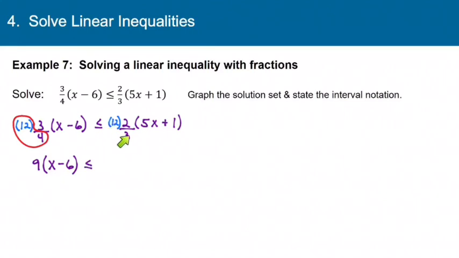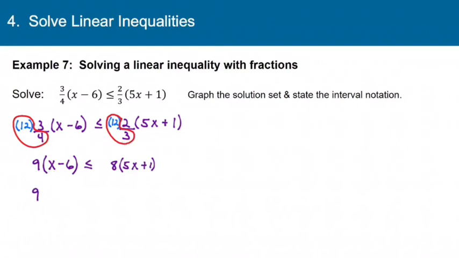On the right side, 12 divided by 3 is 4. That 4 times this 2 will give us 8. So the right side is going to be 8 times 5x plus 1. And so you see, just by multiplying both sides of the inequality by the same number, we were able to eliminate those coefficients, and this one will be much easier to solve than if we had to distribute the 3/4 and the 2/3.